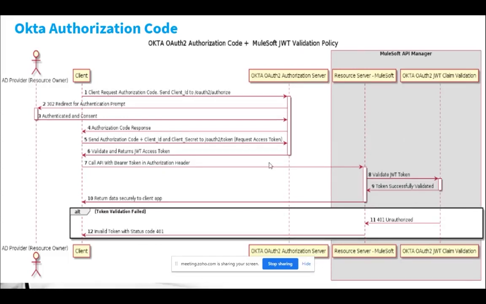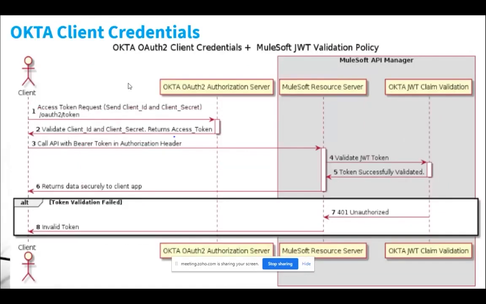Again it will send the bearer token in the authorization header, validate the JWT token, and once the token is validated successfully, return data to the client. So it's the same flow, just the provider changed. Instead of AWS Cognito, the provider becomes Okta. The rest of the things remain the same, and the client credential flow for Okta also remains the same.